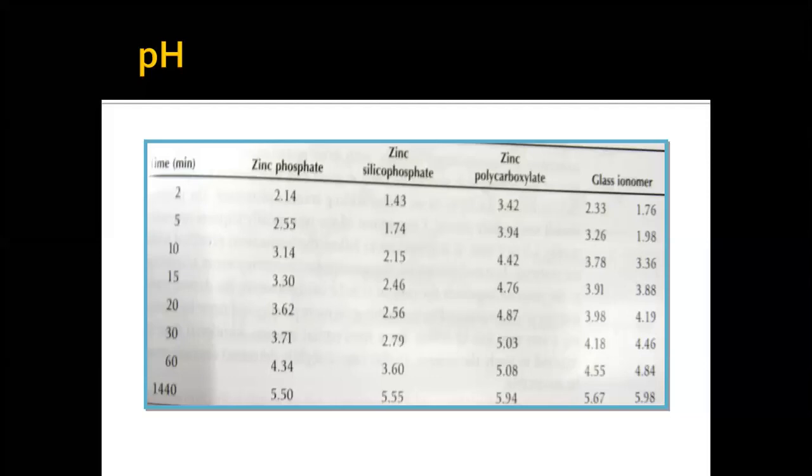But if they ask you immediately after you mix which has the lowest pH, it means zinc silicophosphate. If you see, it is 1.43 for zinc silicophosphate. The least pH immediately after mixing, 2 minutes after mix, is zinc silicophosphate.